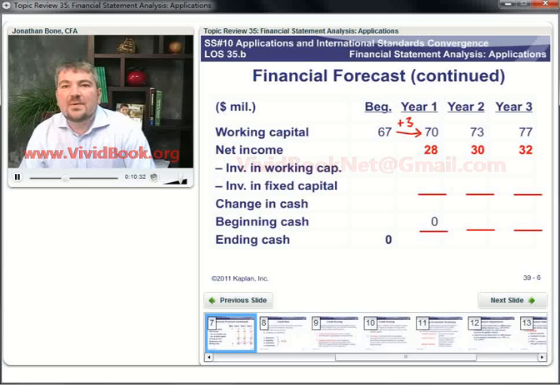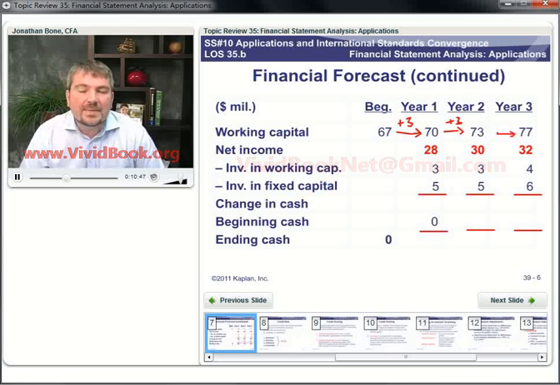So you can see working capital investment for year 1 has gone from 67 to 70, so that's 3. For year 2, it's gone from 70 to 73, so that's 3. And year 3, from 73 to 77, that's 4. So we get our investment in working capital at 3, 3 and 4.